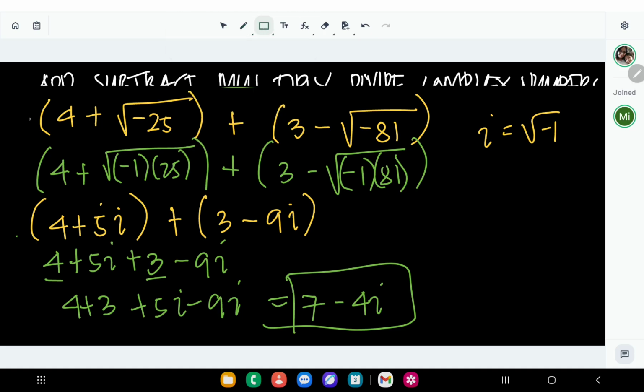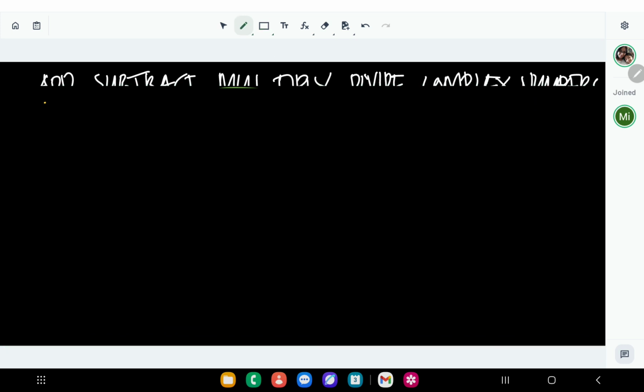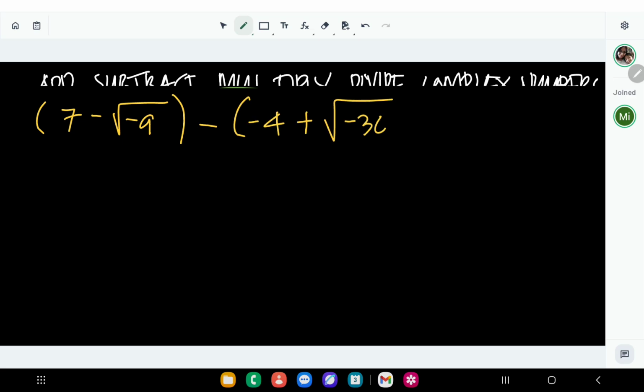Okay, one more. No questions on this? Okay, so another one. What if you're given this one? 7 minus the square root of negative 9 minus the quantity negative 4 plus the square root of negative 36. Again, what are we going to do? So this would become 7 minus the square root of negative 9, which is 3i, minus negative 4 plus the square root of negative 36.